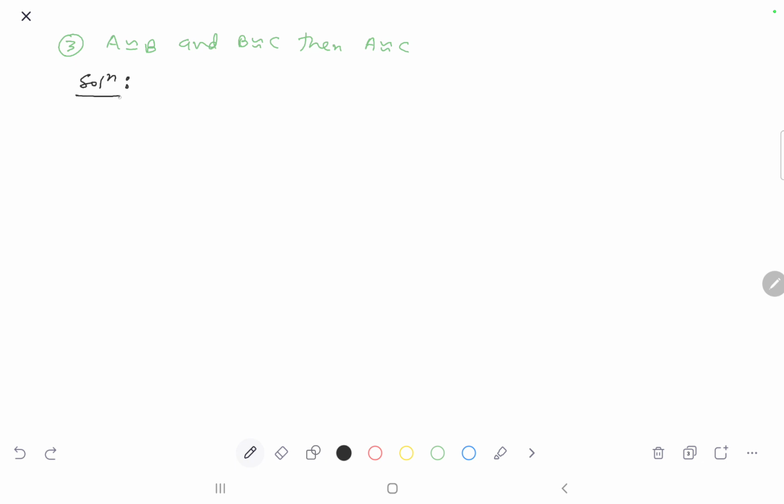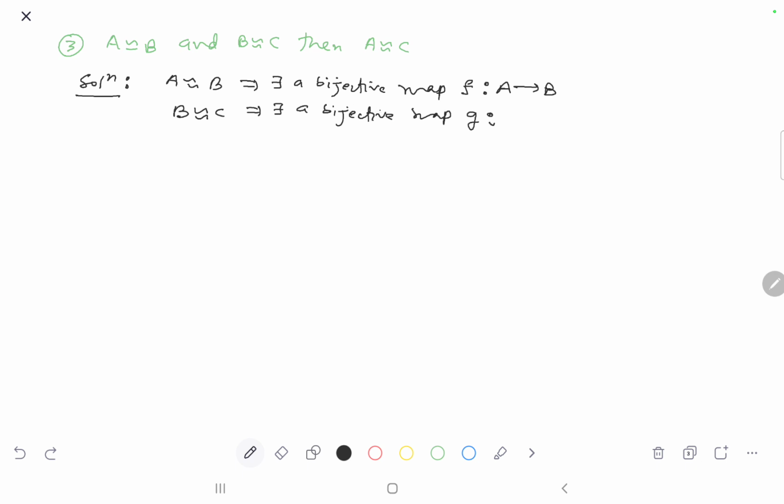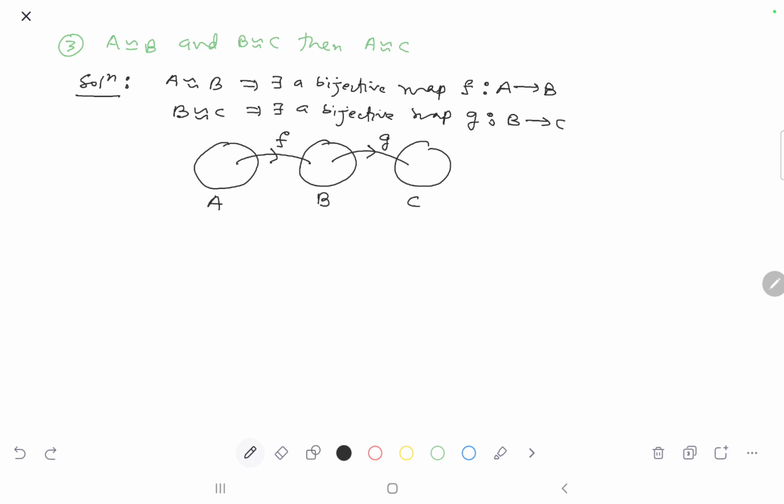So how do we write the solution? A equipotent with B means there exists a bijective map f from A to B. B equipotent with C means there exists a bijective map g from B to C. Now we want a bijective map from A to C. Clearly the composition g composition f, from A to C, is a bijective map.